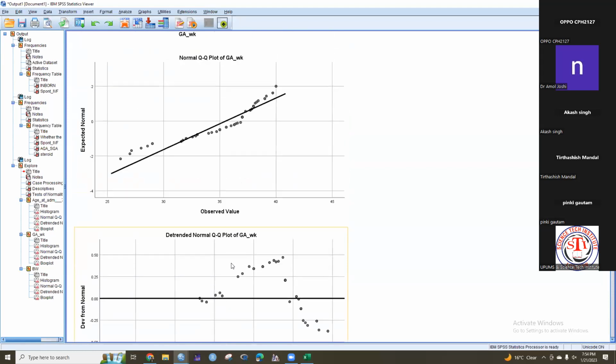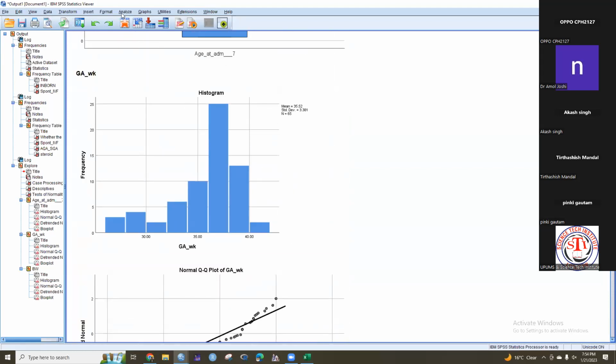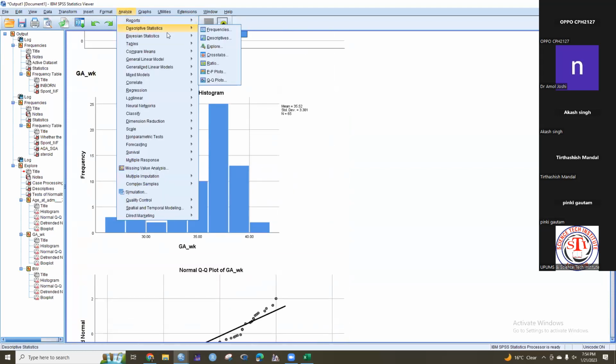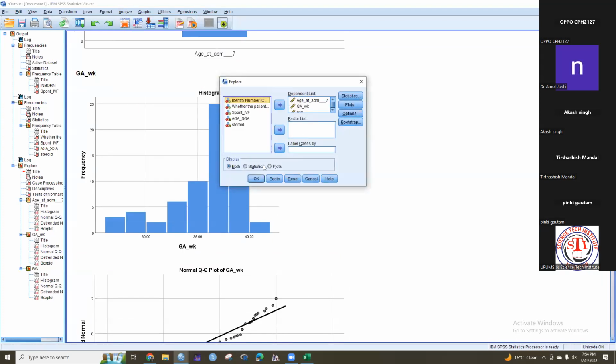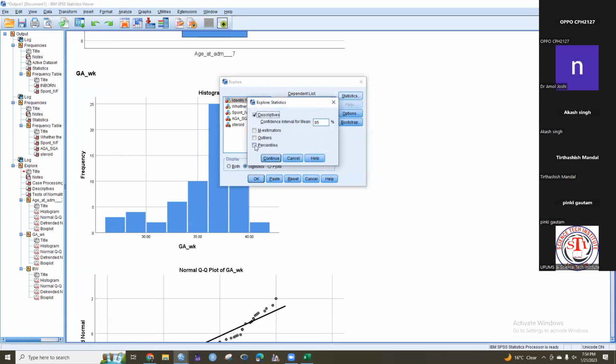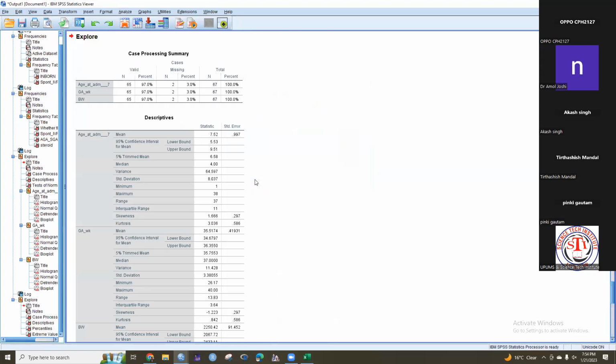Now with this, again go to Analyze, Descriptive Statistics. Here you can see Frequencies, or you can go with this Explore, and show the statistics only. In Statistics, I want percentiles because I want Q1 and Q3. So I click percentiles. I also want the outliers, so I click outliers, then click continue and then click OK.